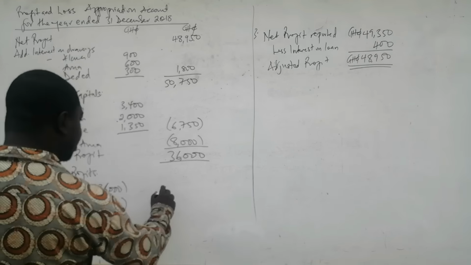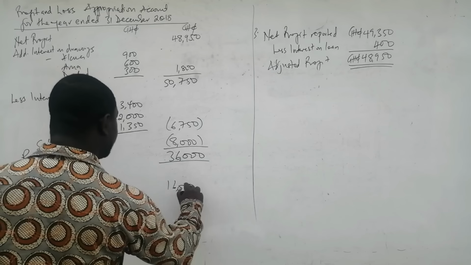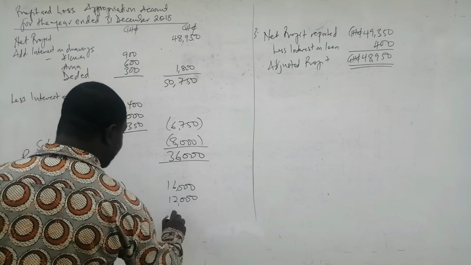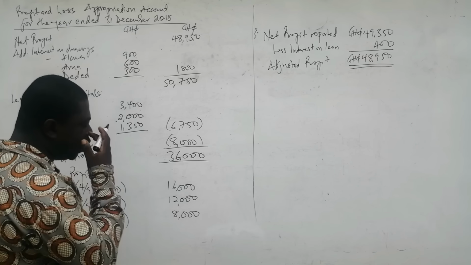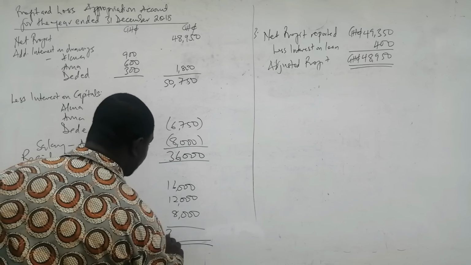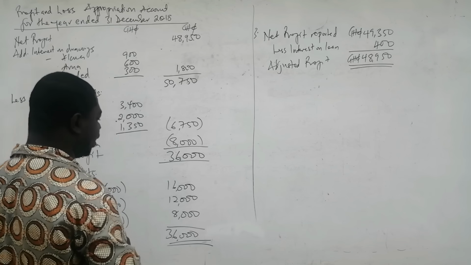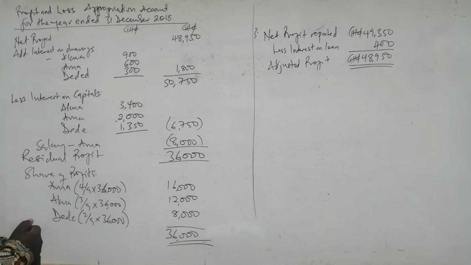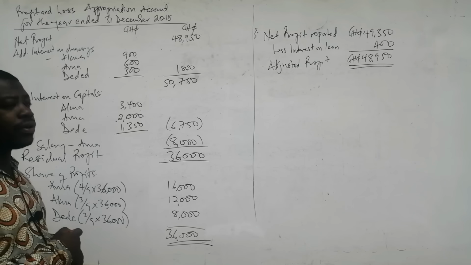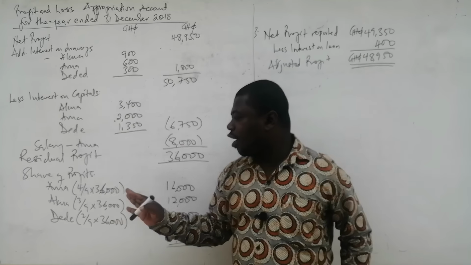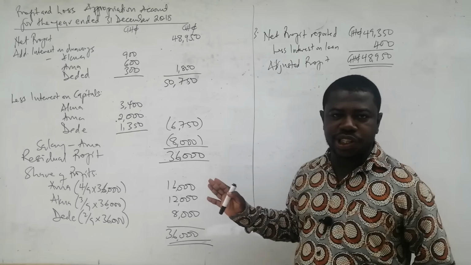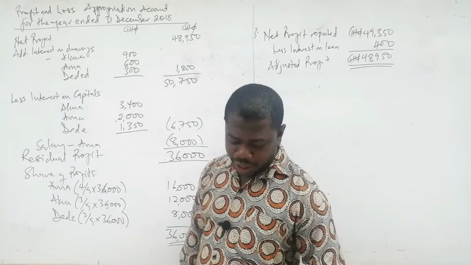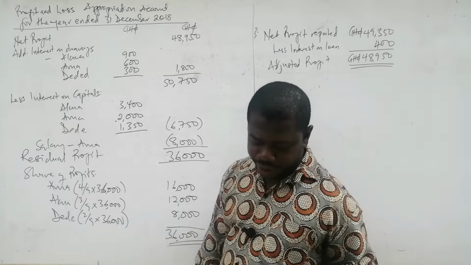And that is going to give us 16,000 for Ama, 12,000 for Equia, and then 8,000 for Dede. And the total will still be 36,000 Ghana cedis. Ladies and gentlemen, this is how you prepare the profit and loss appropriation account. Okay, so now that we have been able to prepare the profit and loss appropriation account, the next requirement is the partners capital accounts and the partner's current accounts.